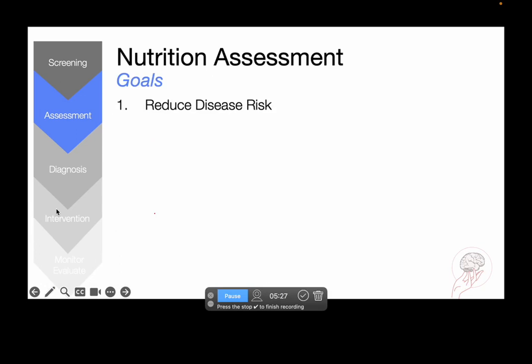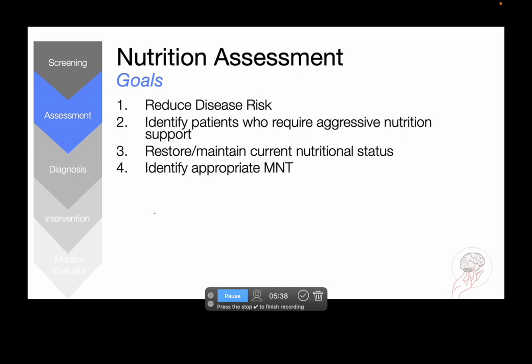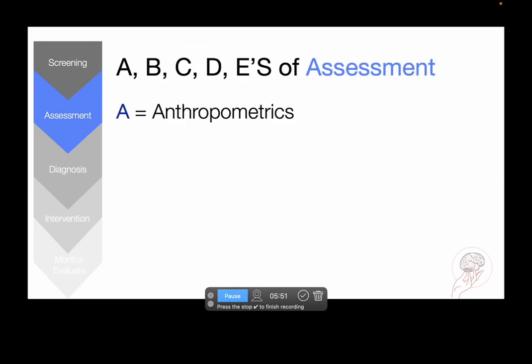So our goals are to reduce disease risk, identify patients who require aggressive nutrition support, restore and maintain current nutritional status, identify appropriate medical nutrition therapy, monitor current status, and also evaluate and audit quality of care, assess and demonstrate cost effectiveness.